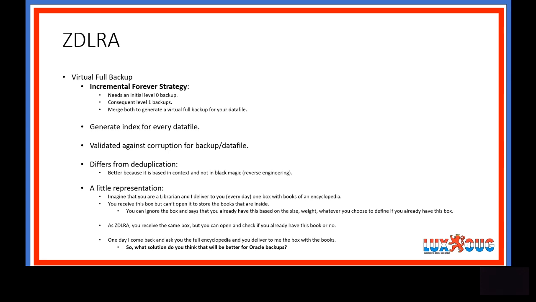So you reduce a lot of throughput, a lot of the load on your system, because if you have a database with 25 terabytes, and an incremental level one of just 1 or 2 gigabytes per day, so now you do a 1 or 2 gigabyte incremental level one backup, and every day you have a 25 terabyte level zero available to you. And this virtual backup is validated, is indexed, and you are covered against failures from bad blocks or whatever. This is automatically validated by Zero Data Loss.